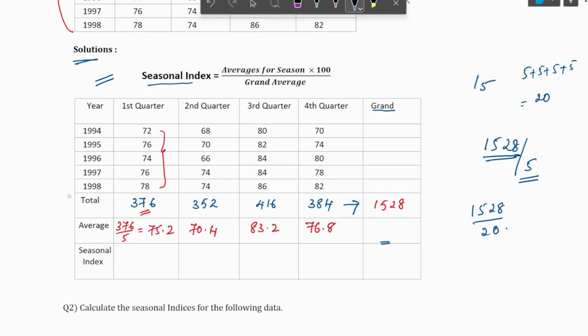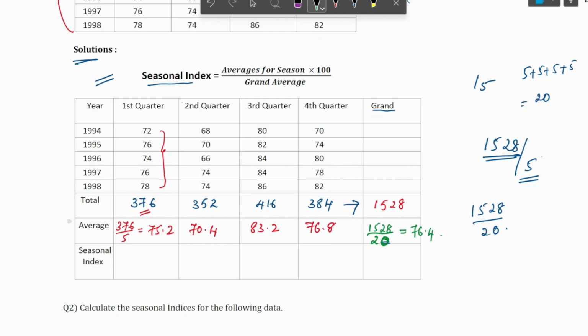But this is going to be the grand total. Therefore, I'm going to write here 1528 divided by the number of values, that is 20. How do I get it? See here, the total number of values, that is 1, 2, 3. This way, if you calculate the total, it is coming 20. Therefore, the answer is equal to 76.4.